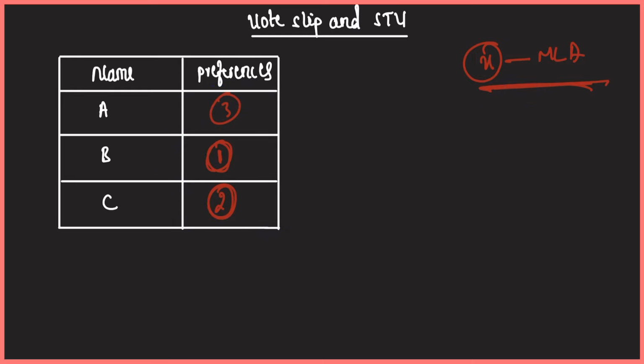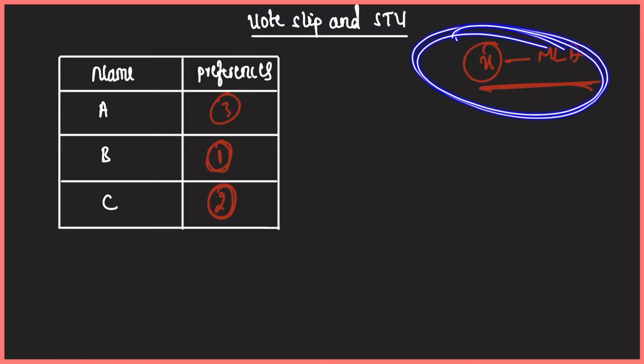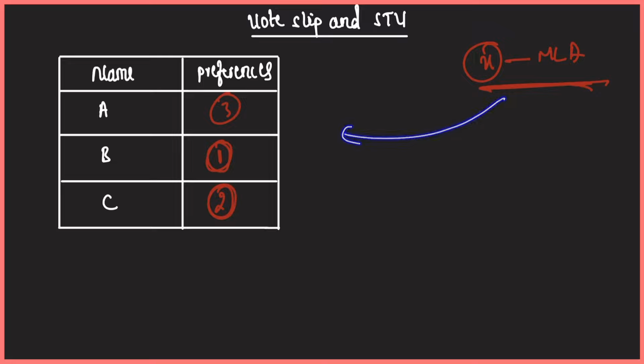Right? Now, one thing you need to remember is that it is not compulsory for an MLA or MP to fill all the preferences. An MLA or MP can simply say, I would like B to become the president, and that is the first preference, and that's it. The rest can be kept empty. Okay, but one can fill all three preferences also, right?